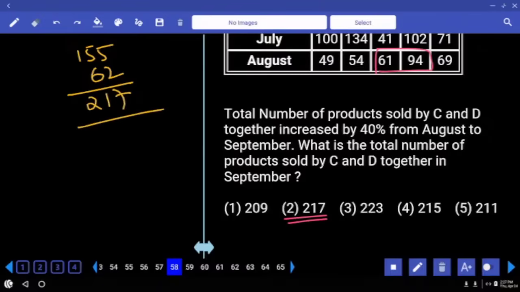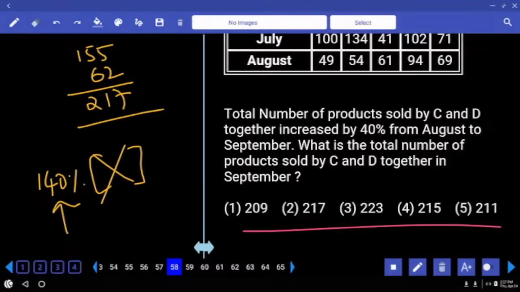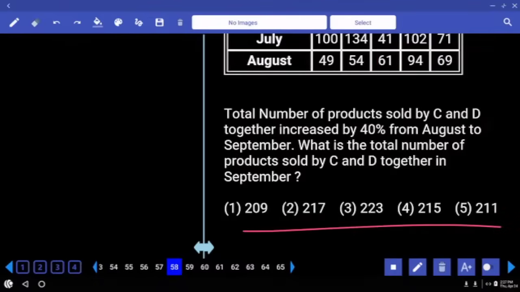What I verified was, if the value is increasing by 40%, it becomes 140% of some number. This may be something, I don't care. As 140 is a 7 multiple, I am verifying 7 multiple. When I looked at numbers, all are close to 210, correct? Why 210? 210 is a 7 multiple.